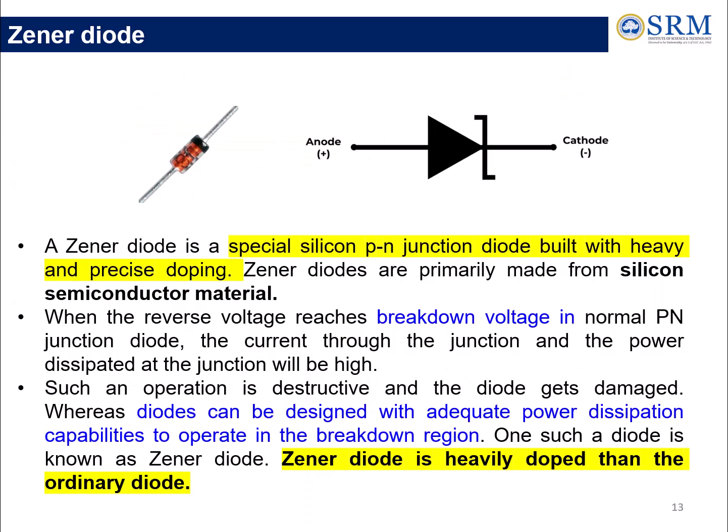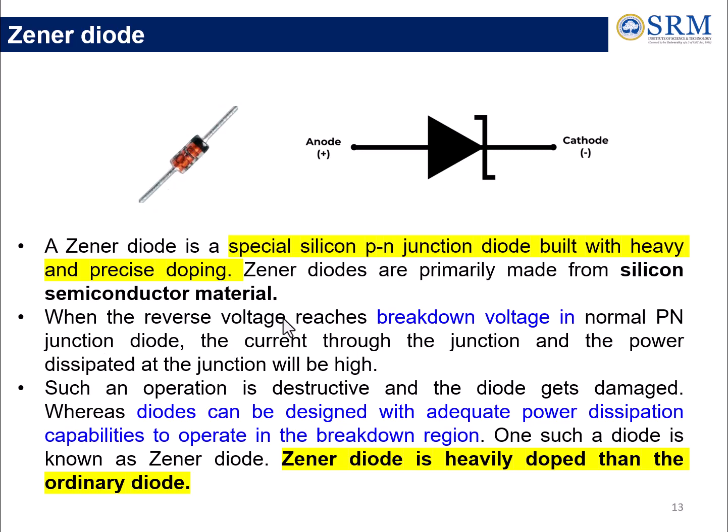Now let us learn about the Zener diode. It is one of the special silicon PN junction diodes, which is built with heavy doping. These Zener diodes are primarily made from silicon semiconductor material. It resembles the symbol of the diode, but we have a Z-shaped cathode terminal here. The anode terminal remains the same, and this is the real-time view of your Zener diode, where this black color coating represents the cathode. The small lining represents the cathode, and the rest of the terminal is the anode.